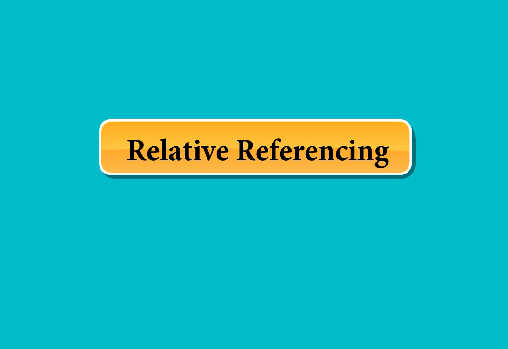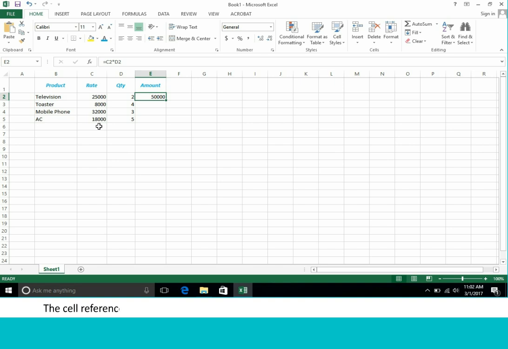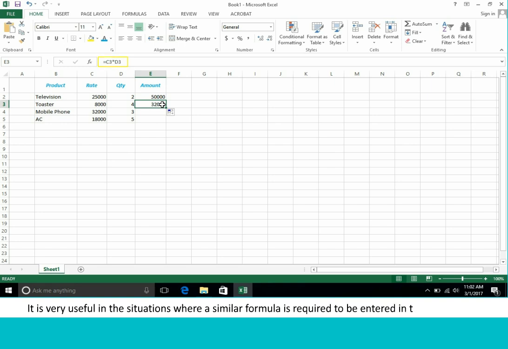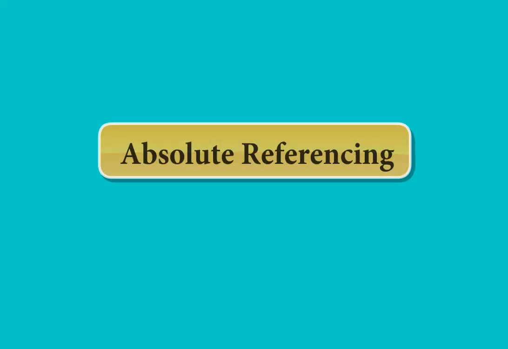Relative referencing. The cell reference in this type is a normal cell address. For example, E2 is a relative reference. When we copy a formula with a relative reference, the addresses of the cells in the formula change automatically. It is very useful in situations where a similar formula is required to be entered in consecutive cells for similar calculations with relatively different cell ranges.